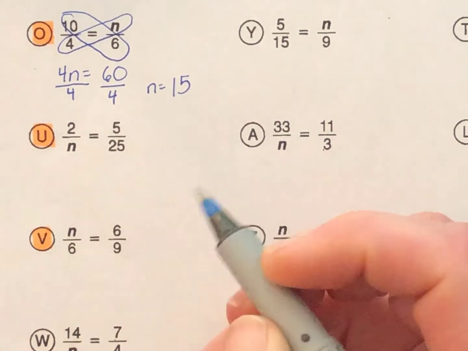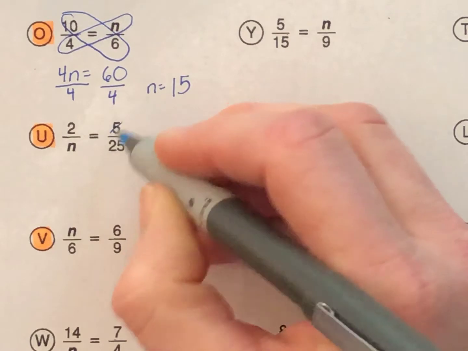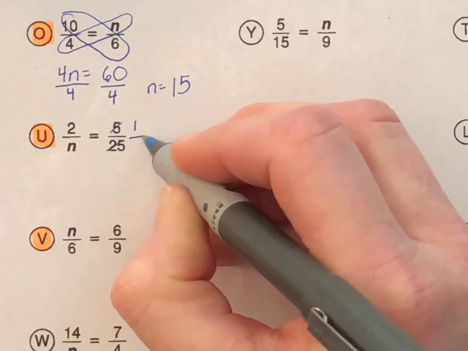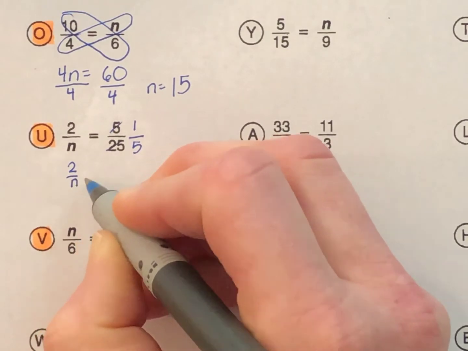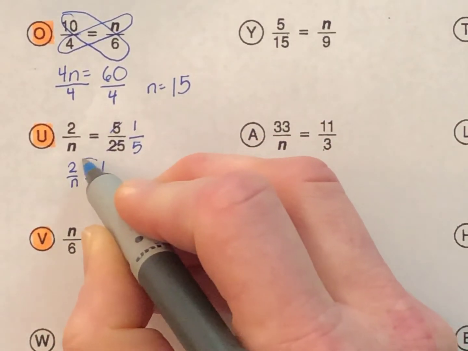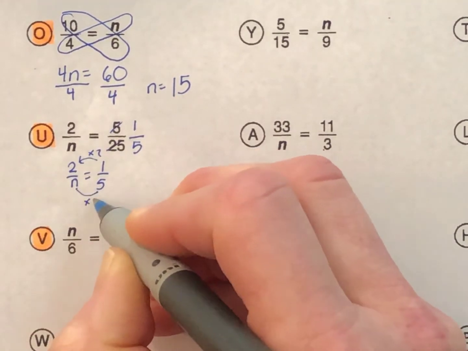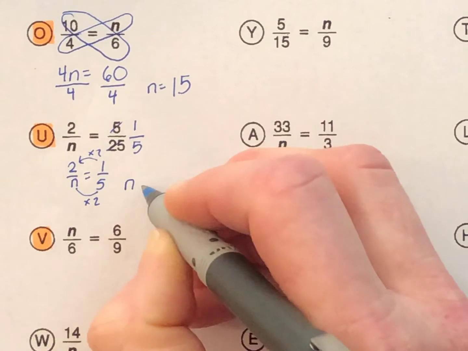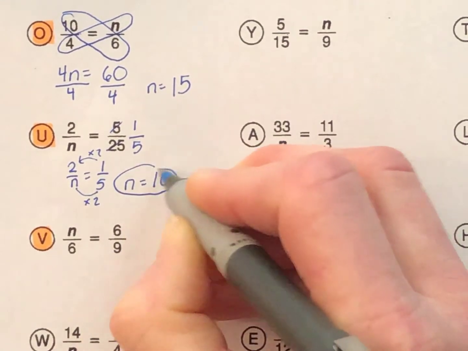2n over 5/25. All right, well, once again, I can't do equivalent fractions, so I'm going to reduce this. This is obvious. 1 over 5. So I'm going to rewrite it. 2 over n equals 1 over 5. 1 times 2 is 2. 5 times 2 is 10. N equals 10. Boom.